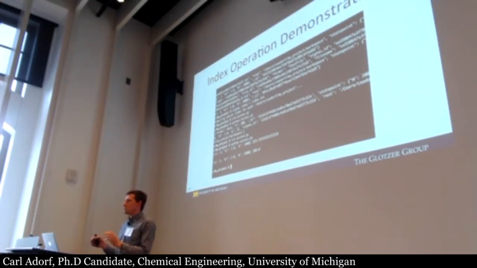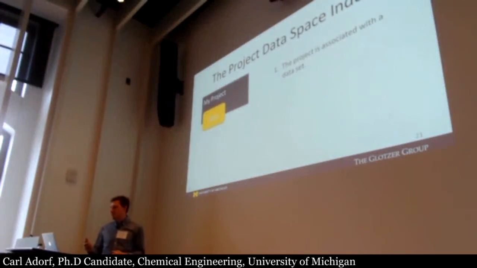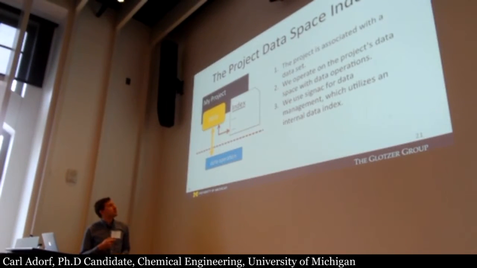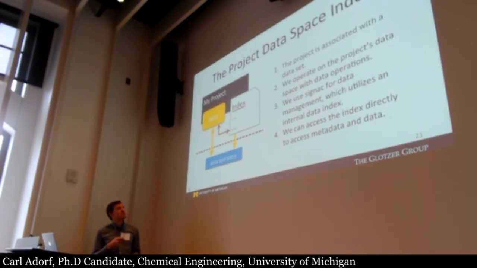So we put the data mirror into the database as well. And now when they call the same script, the fetch function will actually figure out how to pull from the database. But, as a summary, the data space index means that we index this data space, which is associated with our project. All data operations operate on the data through this interface where the project internally manages this index, and we can access the index explicitly if we want to and work with it.